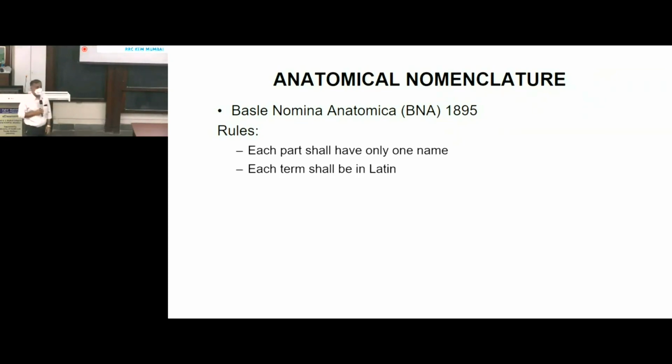Each term shall be in Latin. So we have to speak the same language. Correct? Now, if we have to have a standing in the world, we need to speak a common language that the world understands. Of course, there are countries which may have different thought processes, and therefore they stick to the language that they want to speak. That's a different issue. India is a country with multiple languages.